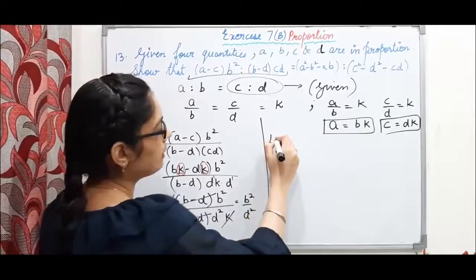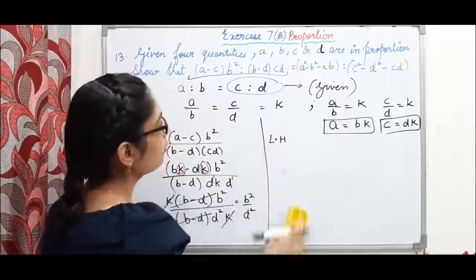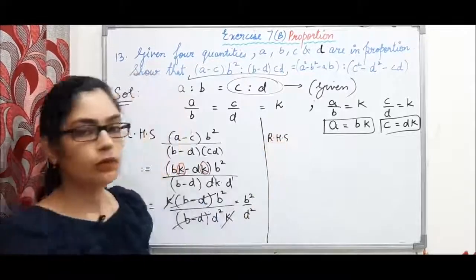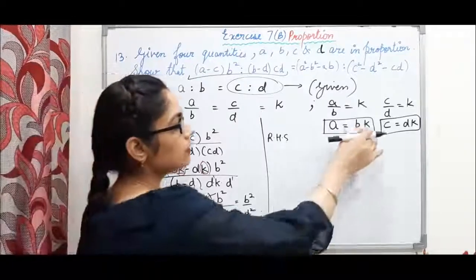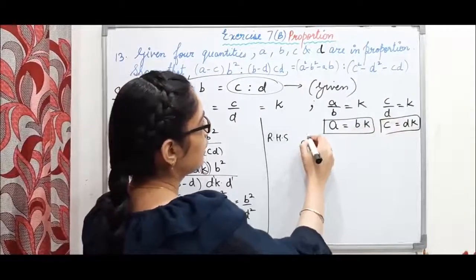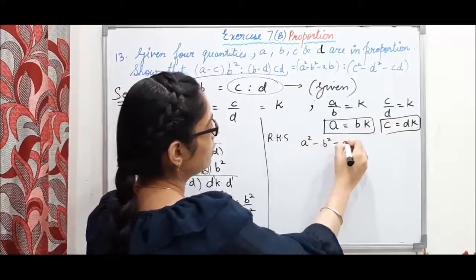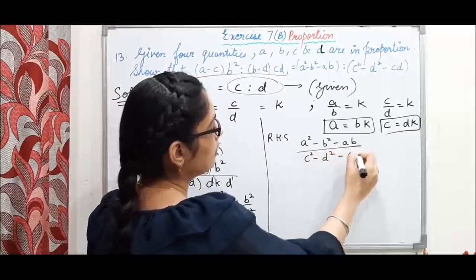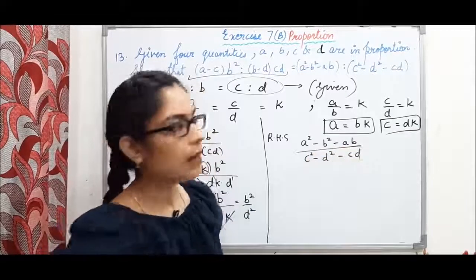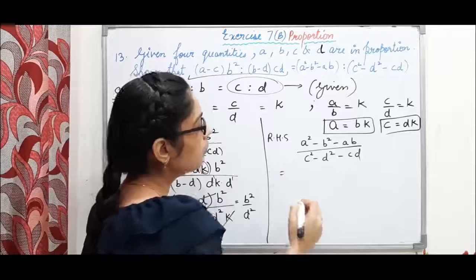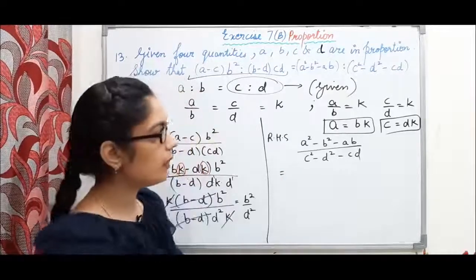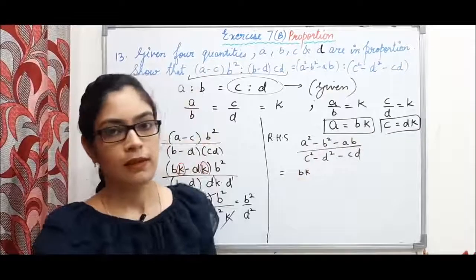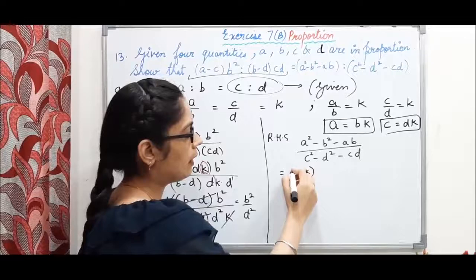So let's solve right hand side also. In right hand side also, we will substitute the values of a and c as these values. So let's write it down, a square minus b square minus ab by c square minus d square minus cd. I have just written the value of right hand side. Now let's substitute the values of a and c. A is bk, so in place of a, write bk whole square.